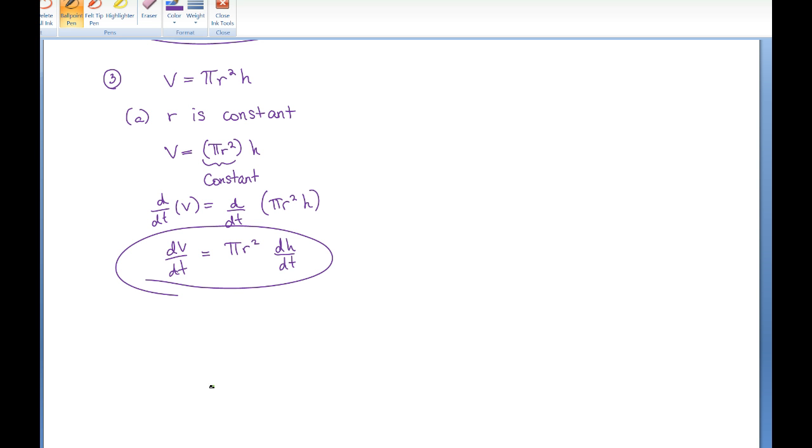Does product rule not apply? Because it's just a coefficient. Got it. Okay? Treat this like any coefficient that you would encounter. It just gets multiplied to the derivative. And the derivative of h is just dh/dt.